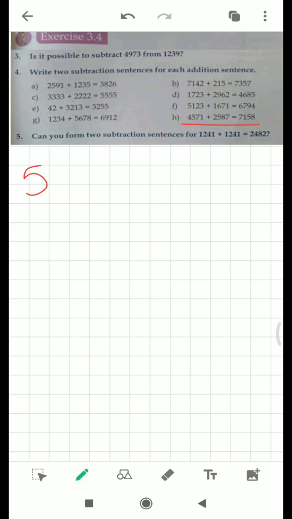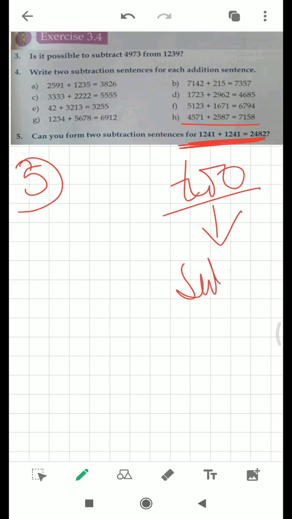So in our fifth question we have, can you form two subtraction sentences for 1241 plus 1241, which comes out to be equal to 2482? Now this question is asking you कि क्या आप इस एक एडिशन सेंटेंस के लिए दो subtraction sentences बना सकते हो कि नहीं? Let's see कि क्या हम बना सकते हैं या नहीं बना सकते हैं.